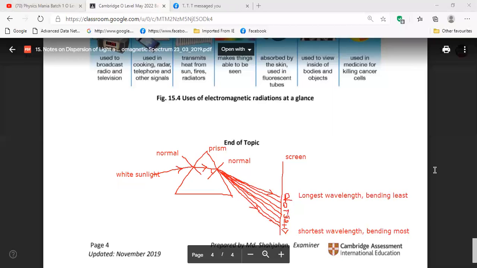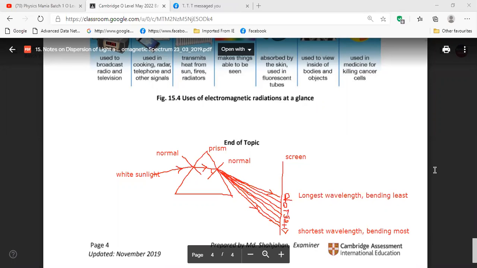So done, right? Is it clear, everyone? The diagram is clear? Yes, sir. Okay, so have you finished the drawing? Yes, sir. Have you understood the drawing? Yes, sir. Everything is clear.